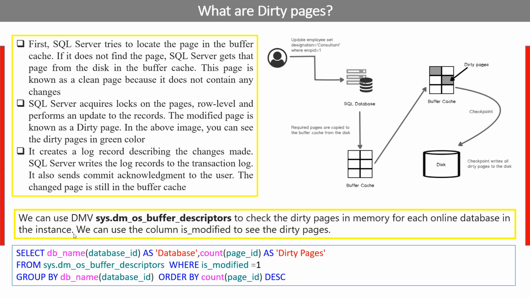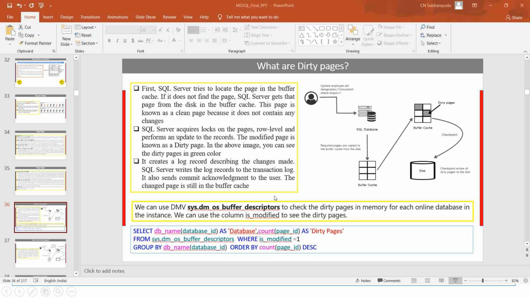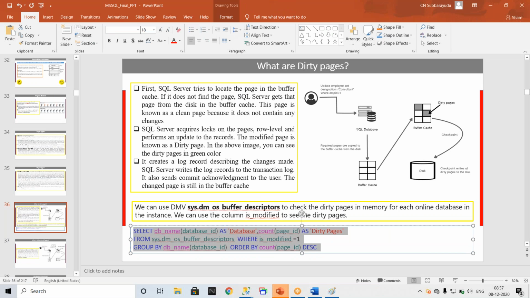Okay, so we have one DMV, sys.dm_os_buffer_descriptors. Very interesting DMV. Using this dynamic management view, who are listening first time, no worries, it is a separate session. Using that DMV, we can get how many dirty pages are available in the data cache currently. Got you? Online people? Yes, we'll discuss when we are discussing the memory architecture.